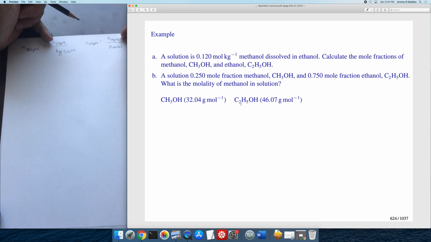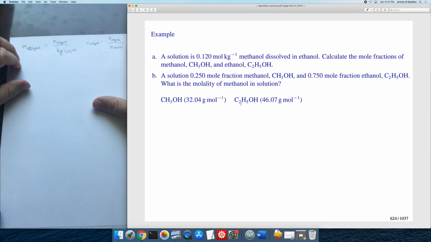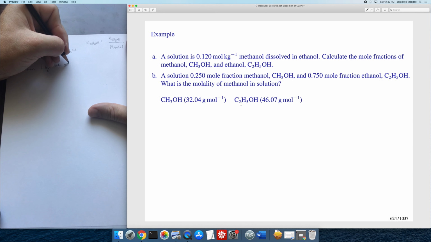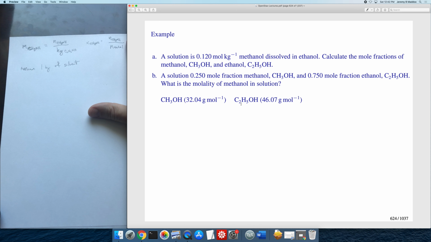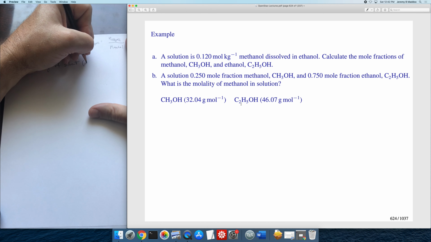Okay, and so that's the trick to this problem. We want to somehow extract the numerator from the molality so that we can use it in the mole fraction. And then we'll have to come up with a way to get the denominator as well. So we're going to do a little numerical trick here. What we're going to do is assume 1 kilogram of solvent. If we assume that we have 1 kilogram of solvent, in this case it's the ethanol.